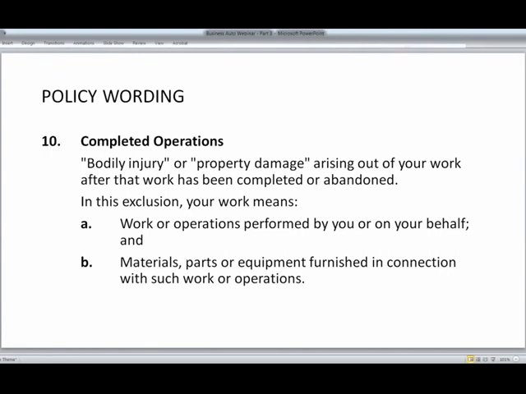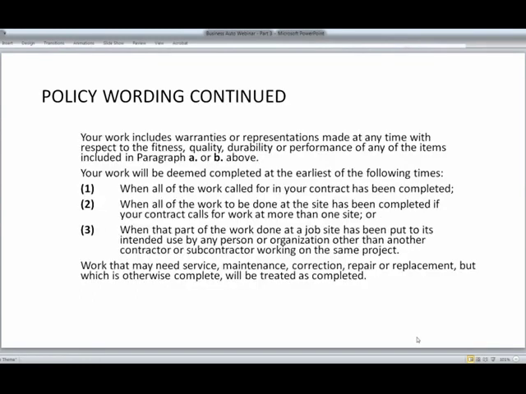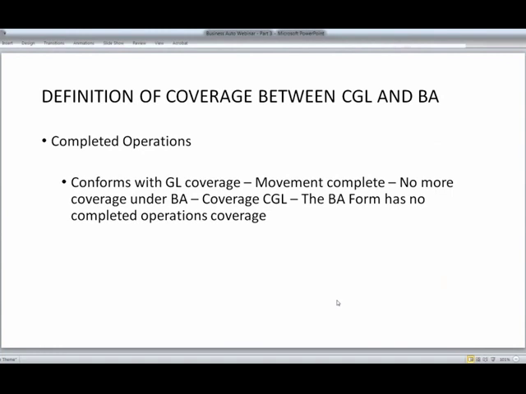This exclusion, your work means work or operation performed by you, again, delivering things, and also if you had the material and those things. So again, that's covered under GL. Your work including warranties or representations. These are other kinds of things that would be involved in here that we would not define as end of it. So definition of coverage, again, auto and GL.